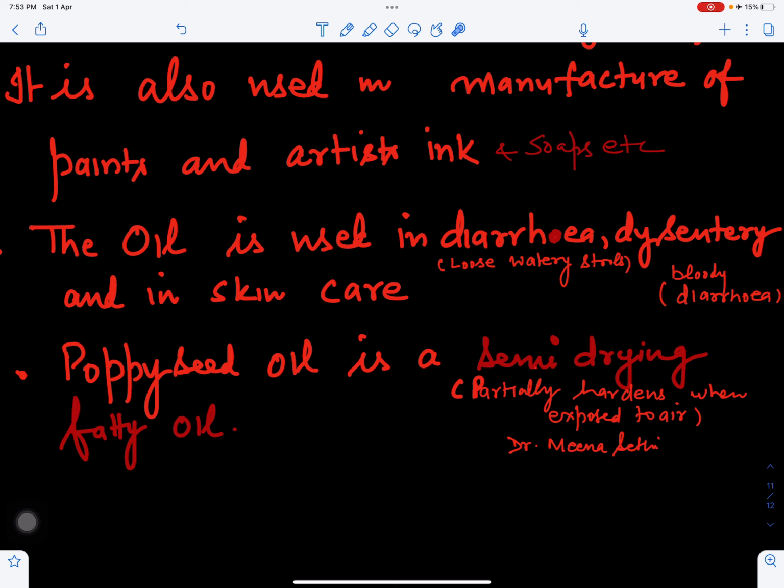So the whole plant of Papaver somniferum is important. It should not be used as a drug, but it has a lot of medicinal value because it is rich in alkaloids. So this is all about Papaver somniferum.